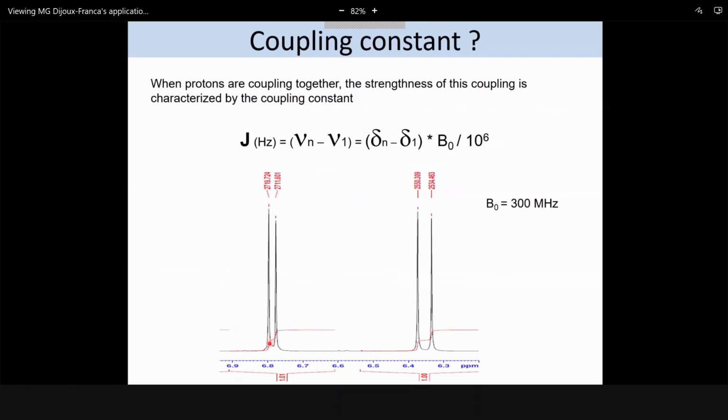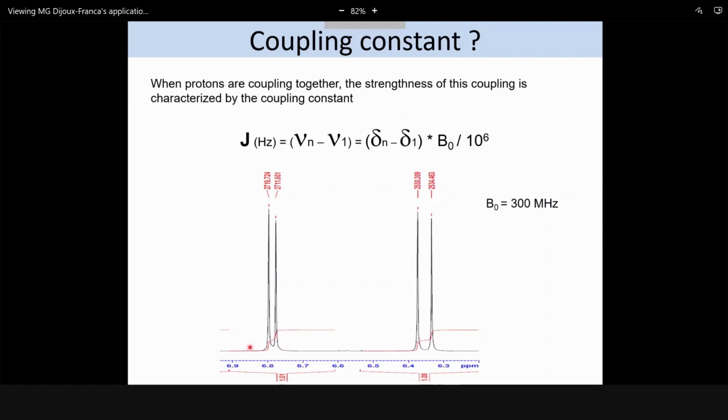So how to use and calculate the coupling constant in the signals? Here you have 2 doublets. If you look at the chemical shift, we are up to 6 ppm. These might be protons on a double bond or in an aromatic ring, because we are close to 1.